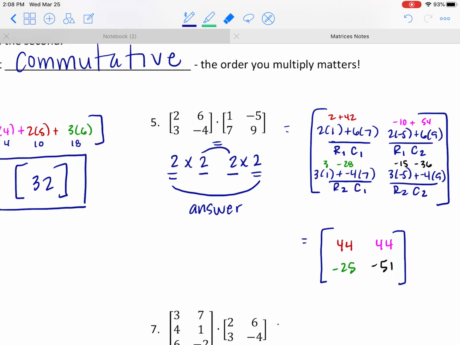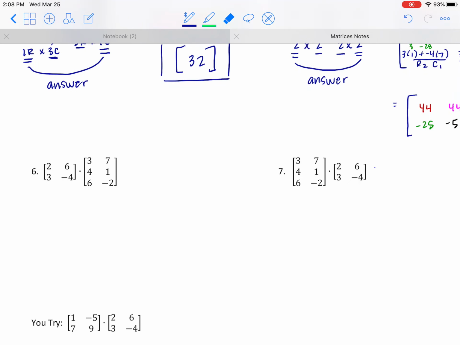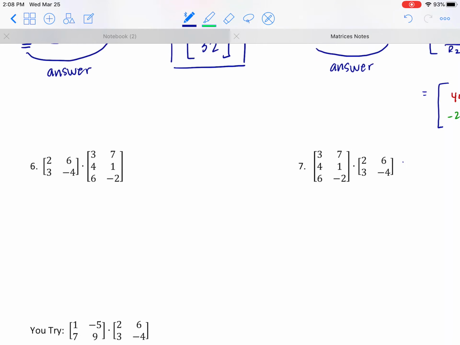Okay, let me get rid of some of this. Okay, so let's try this again. Now again, I mentioned this earlier, how 6 and 7 have the same two matrices, but the order of these matrices matters. So the order in which we multiply matters. If we're looking at number 6, this is a 2 by 2 matrix, 2 rows, 2 columns, and this is a 3 by 2 matrix. It's got 3 rows, 2 columns.